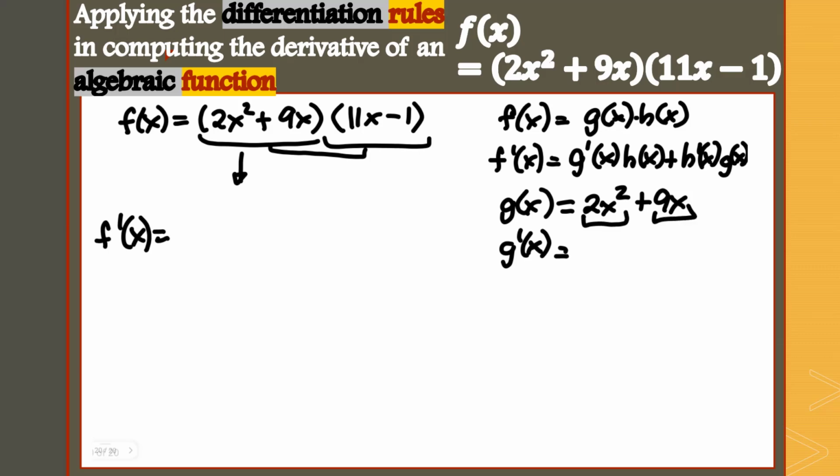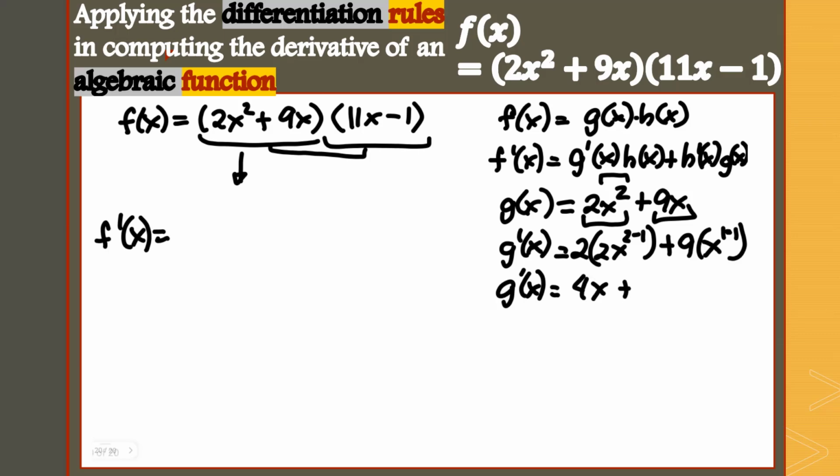So you will have your 2 times the derivative of the power. Take note, I am blurting out some of the rules that we have already proven. So you have 2 times x to the 2 minus 1, plus you have 9 times x to the 1 minus 1. Okay, that's the rule for constant multiple and power, which will give us a result equal to 4x to the power of 1, or simply 4x, plus 9x to the power of 0, but since that is equal to 1, you can simply leave 9 there. So we are down to this already.